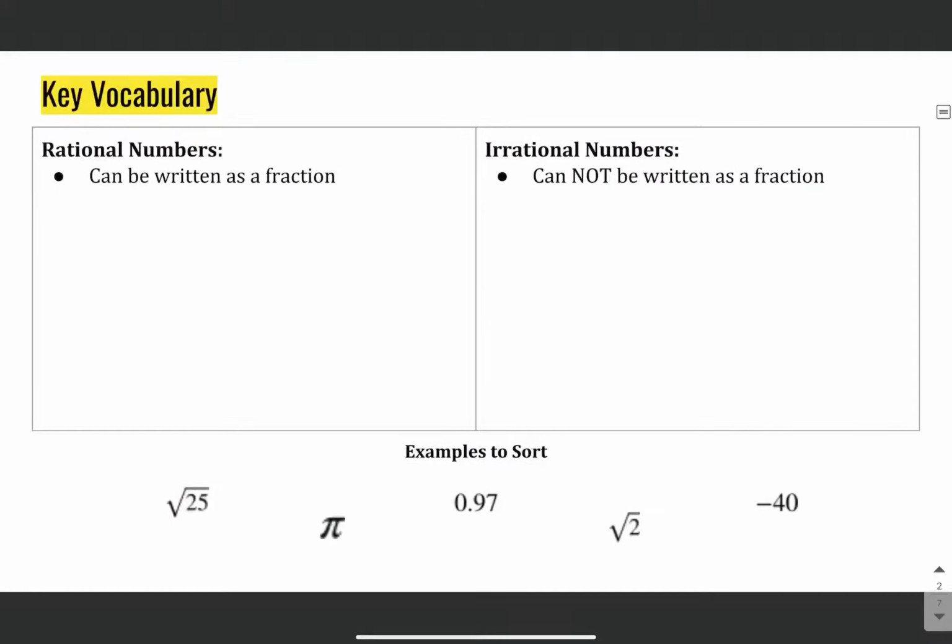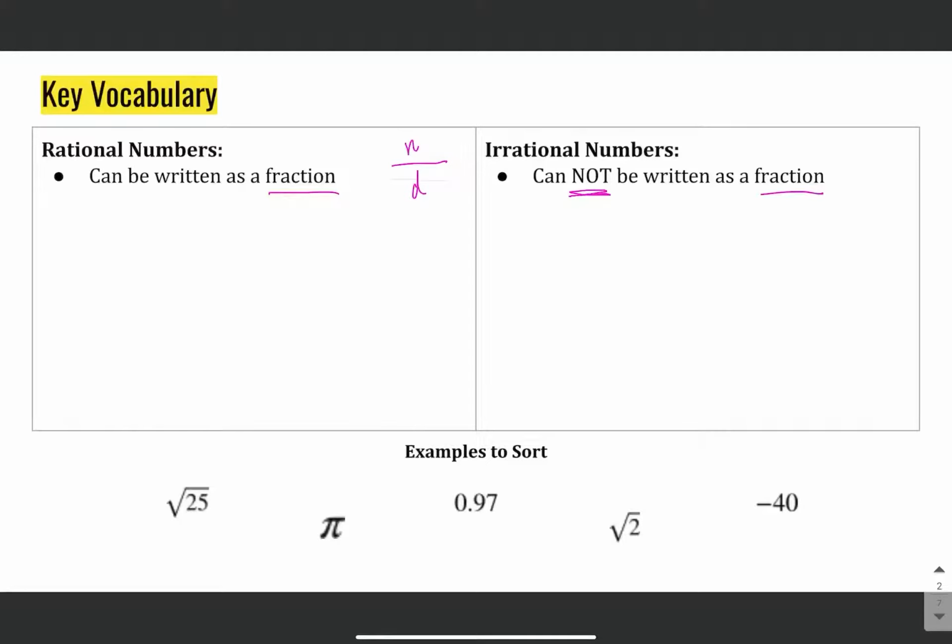Some vocabulary that is old, but we have to make sure that we remember it and keep on building our knowledge, is the difference between rational and irrational numbers. A rational number is a number that can be written as a fraction. And obviously with a fraction, you're going to have that division bar and some sort of numerator and denominator there. An irrational number cannot be written as a fraction.